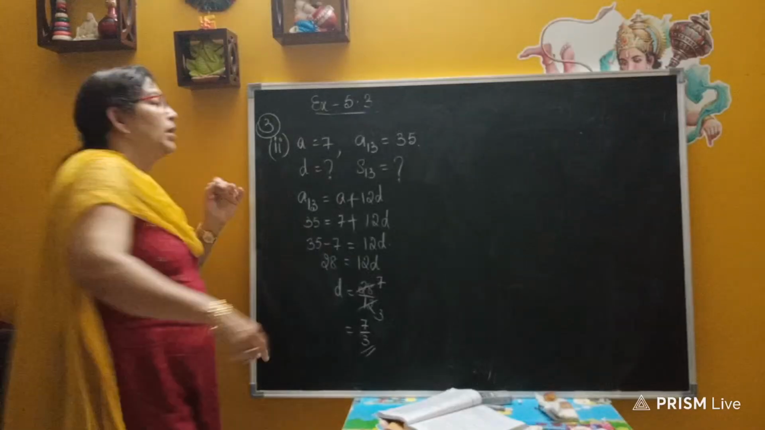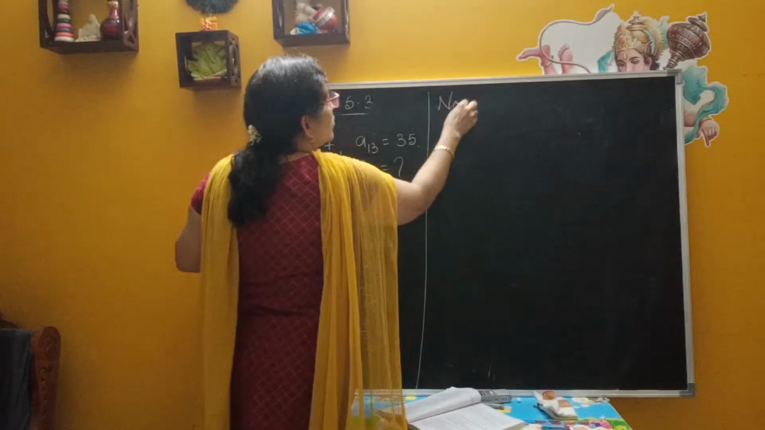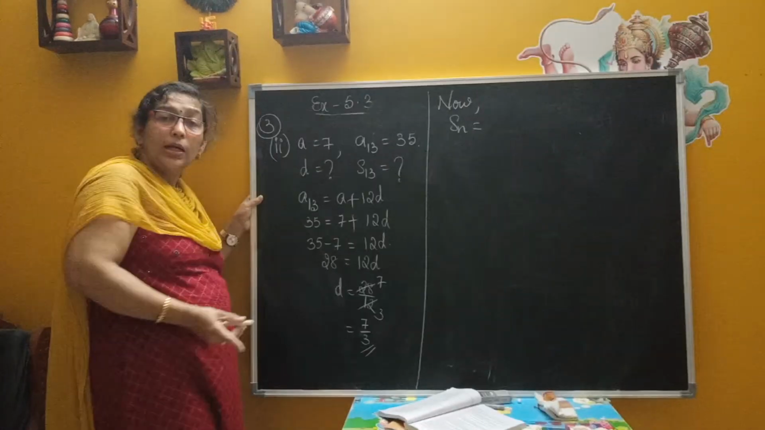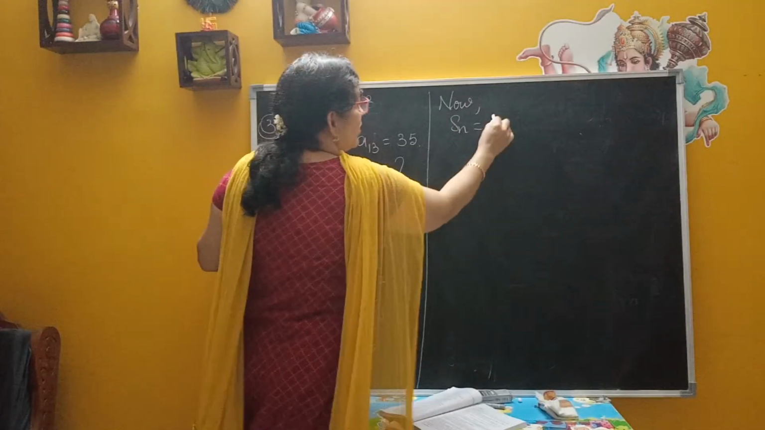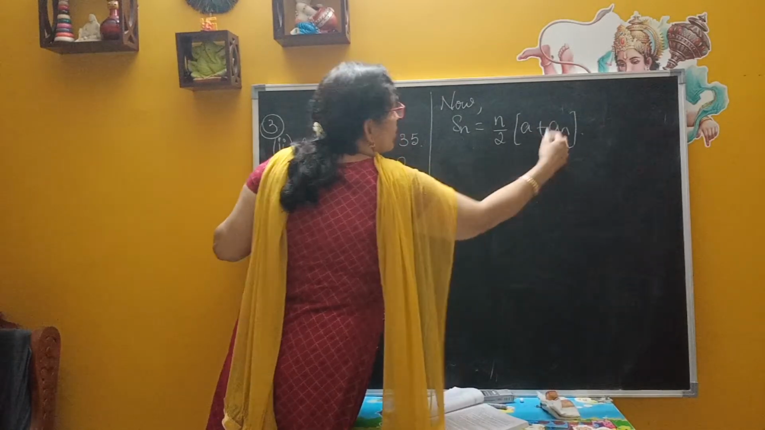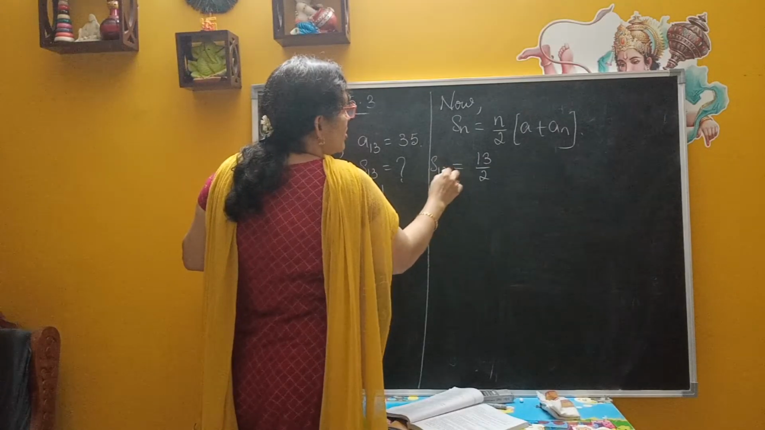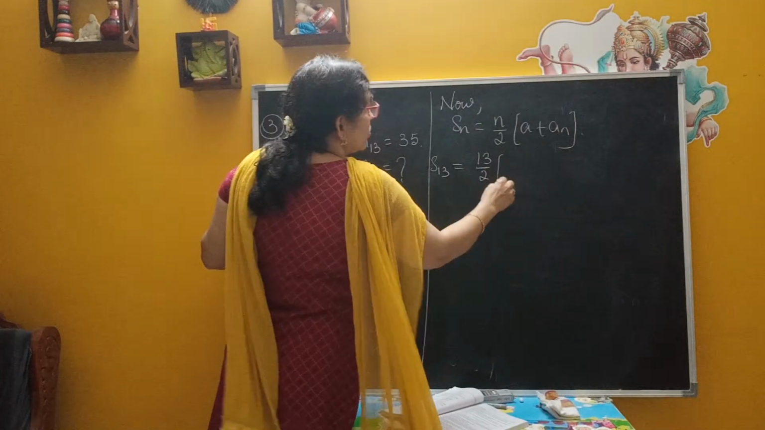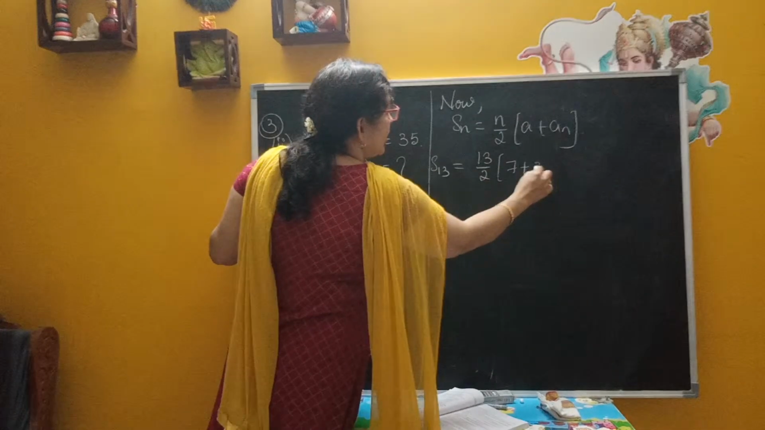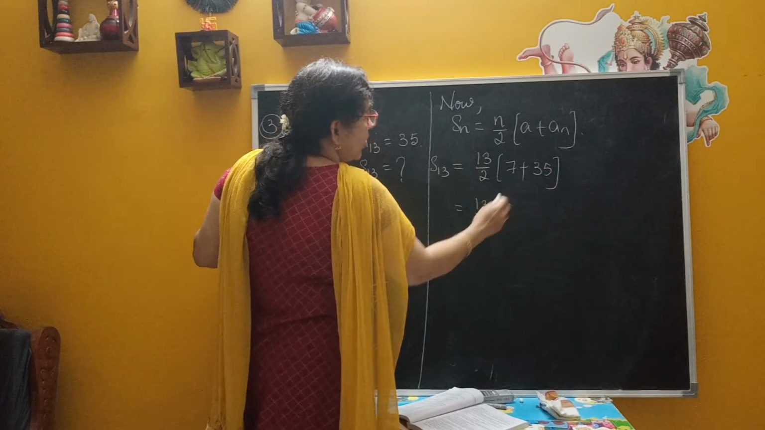Now using this value, find the value of S13. Now Sn is equal to, which formula is easy? A13 we know, so directly we can use the second form of the formula, that is n by 2 into a plus an. Substitute n, how much? 13. That is S13 is equal to 13 by 2 into a value 7 plus A13, which is 35.